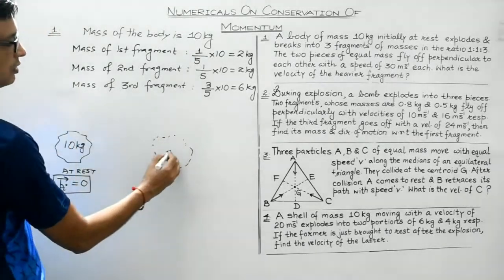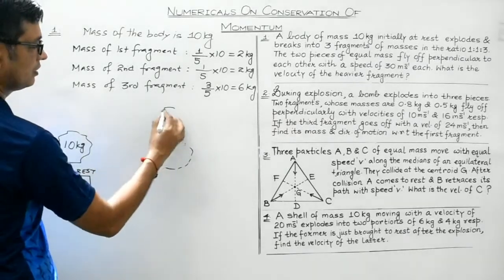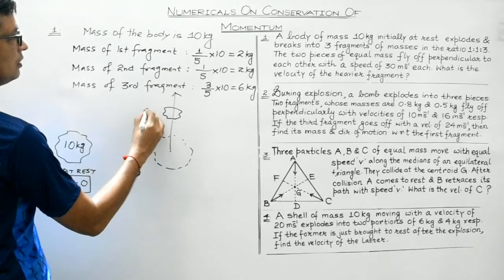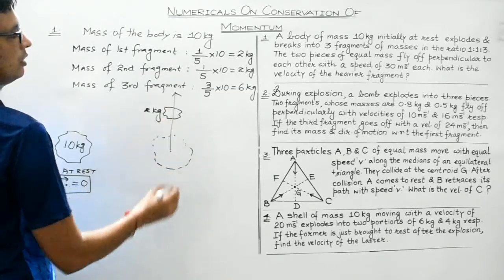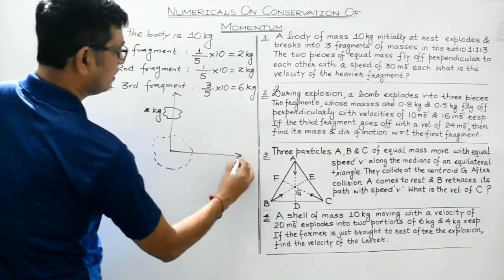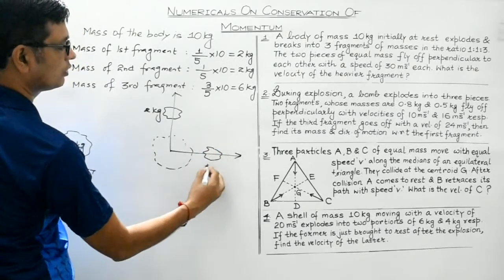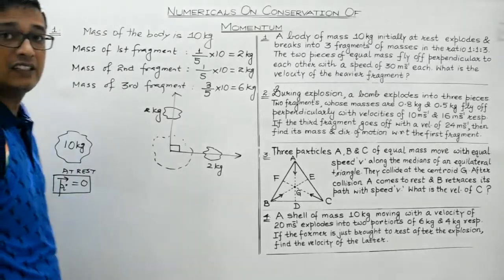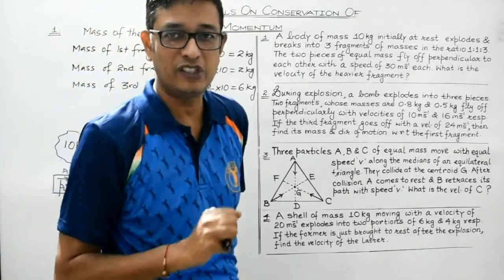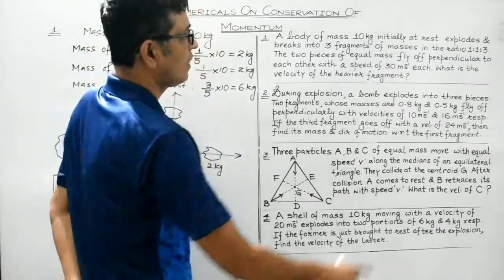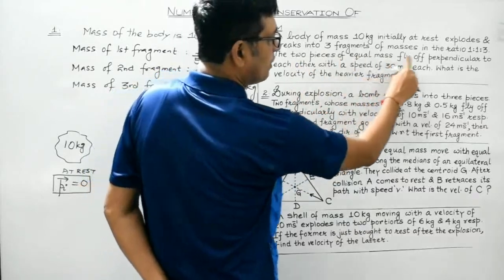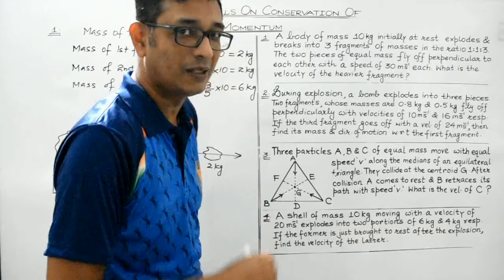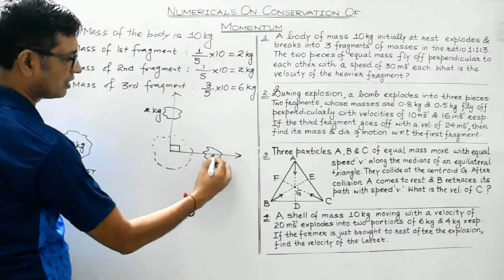Basically it explodes into three fragments. Suppose this is the first fragment of mass 2 kg. This is another fragment of similar mass of 2 kg, and they fly off perpendicular to each other, right? Also it is given, students, the two pieces of equal mass fly off perpendicular to each other with a speed of 30 meters per second. So its speed is 30 meters per second.